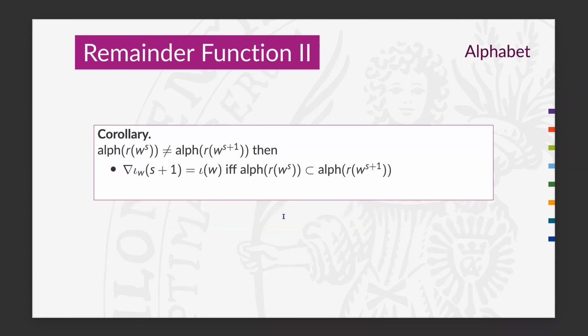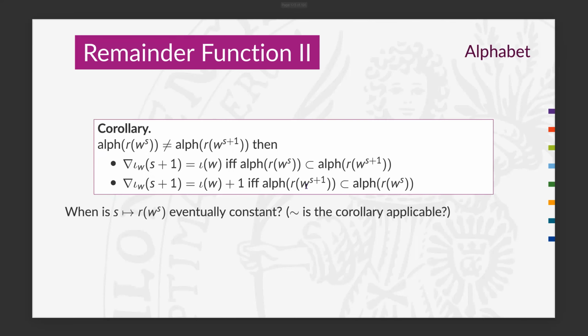If the alphabets of the rest of these two consecutive repetitions are not the same, then I have that the gross is the normal iota, the normal K, if the alphabet is strictly included in the alphabet of the rest of W to the S+1, and I get the additional arch if it's the other way around. So the question is, when is this function eventually constant? So, which means when is the corollary applicable?